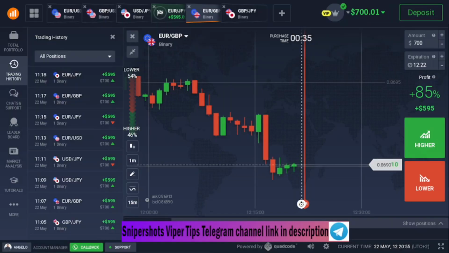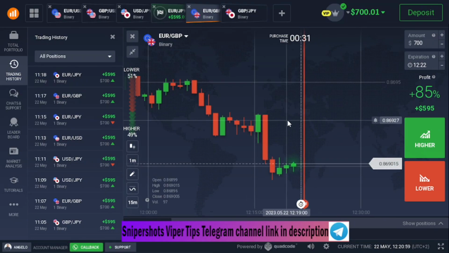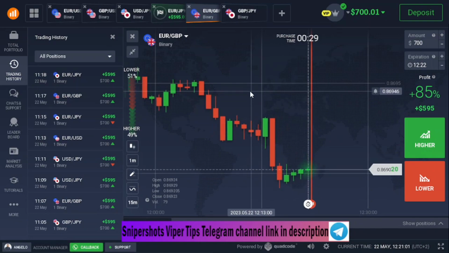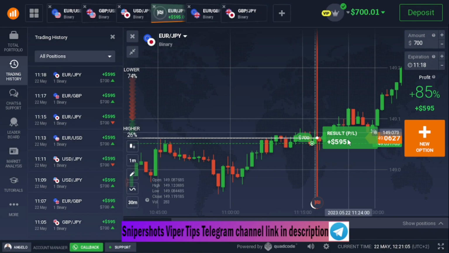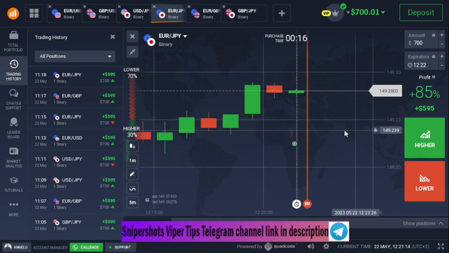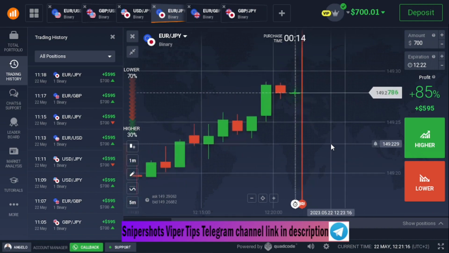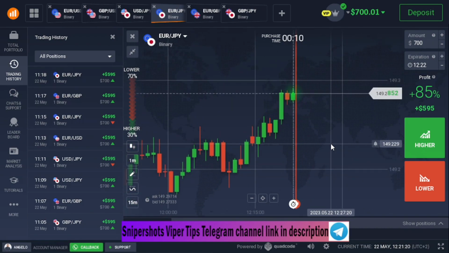So today I'm starting by showing you my history. As you can see, that's my trade history for today before I withdrew all the money. That was the last trade on Euro JPY that I entered, and I withdrew all the money so that I can trade live with you guys. So let's now get ready to start trading using the King Binary Snapshots 7.1 indicator.